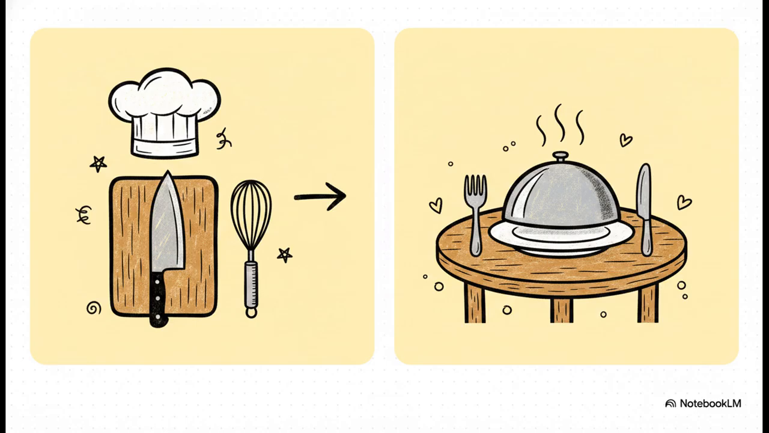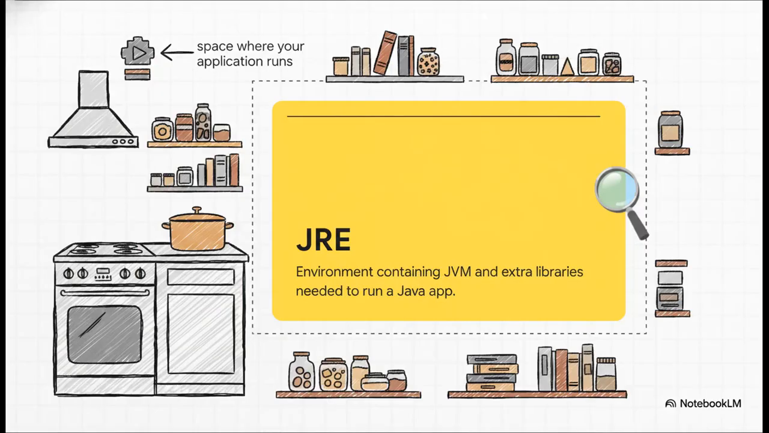But the dining experience, that's the Java Runtime Environment, or JRE. This is what the end user needs to simply consume or run the application. So let's formally define the JRE. The Java Runtime Environment is the actual physical space where your application runs. You can think of it as the physical kitchen itself. It's not just an empty room, though. It comes fully stocked with the extra ingredients and shelves of standard libraries that your application might need to pull from while it's executing.